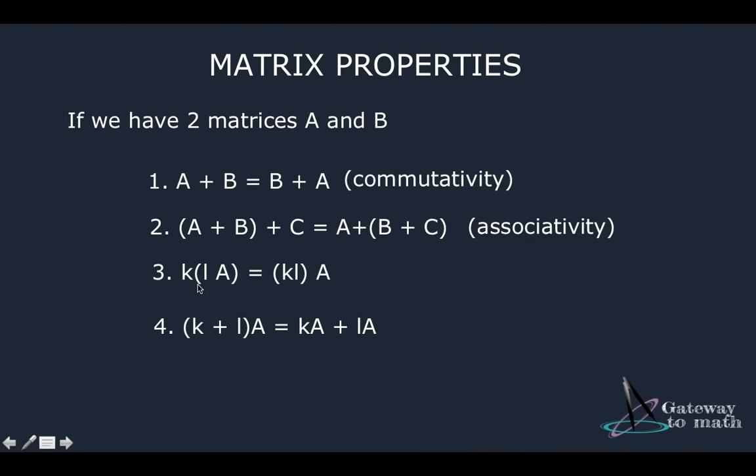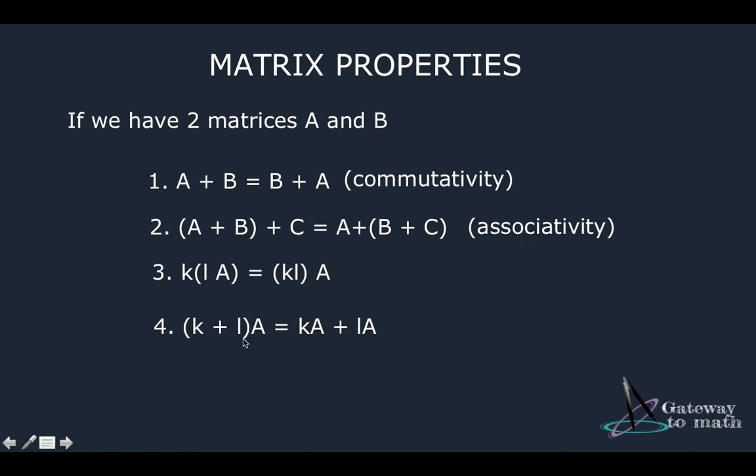If we have two scalars K, L, and we are supposed to multiply them with the matrix A, then you can multiply the scalar with the matrix and then multiply it with K, or you can multiply the two scalar values and then multiply it with the matrix itself. It will still be the same.